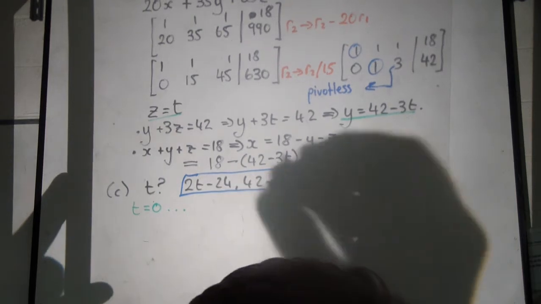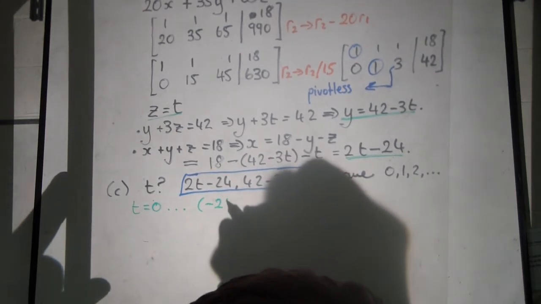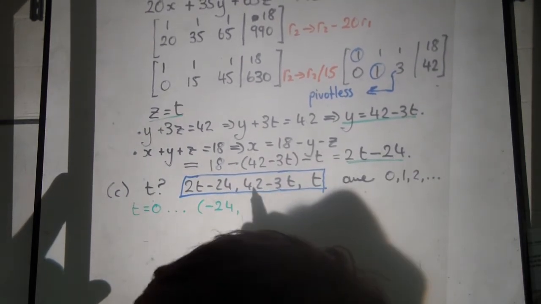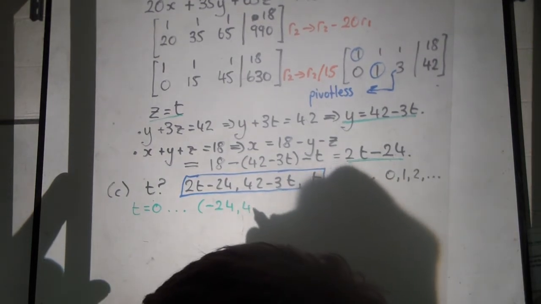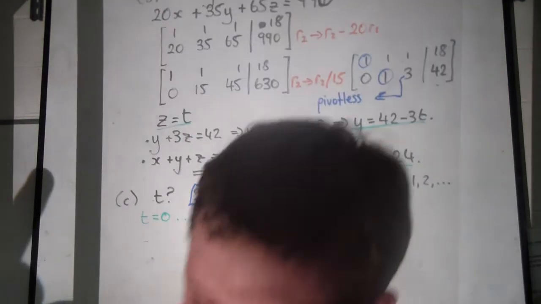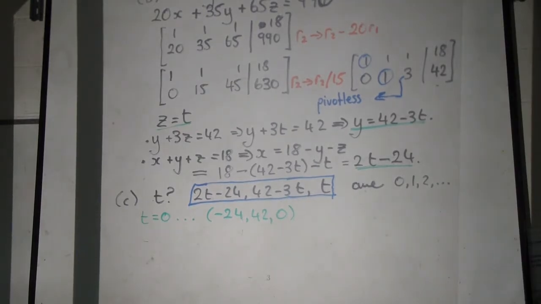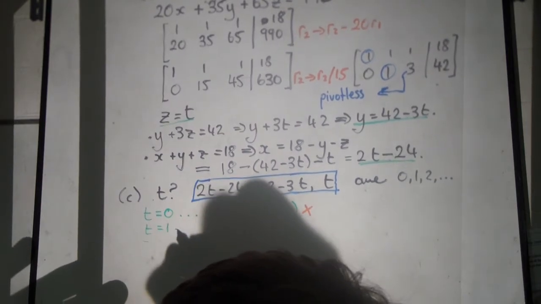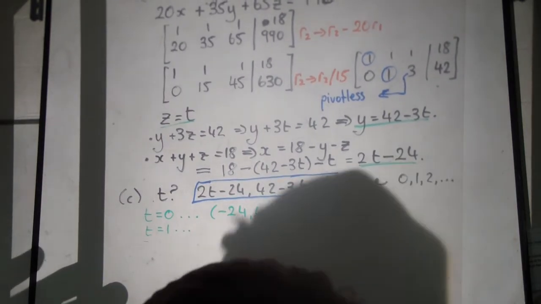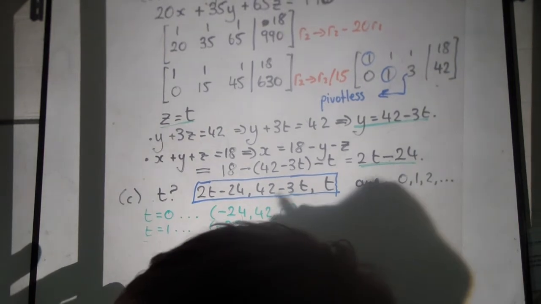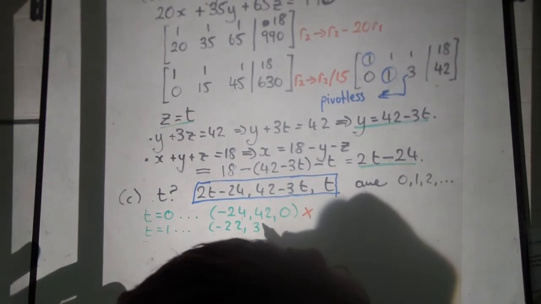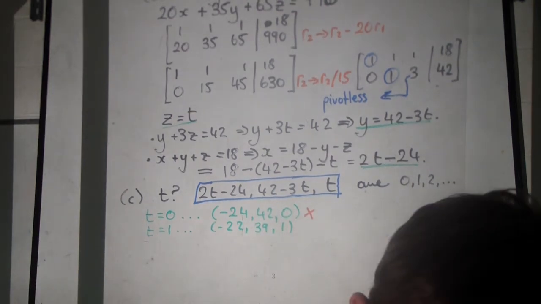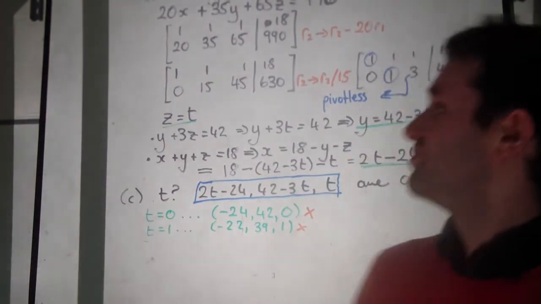What do you get? You get minus 24 for x, 42 minus 3 times 0, 42 for y, and 0 for z. Does that work? Minus 24. No, that's not working. Then maybe try t equal to 1. So that'd be 2 minus 24 is minus 22, 42 minus 3 times 1 is 39. And is that working? No.